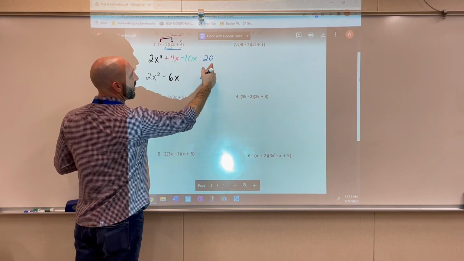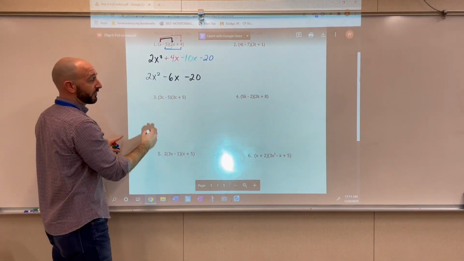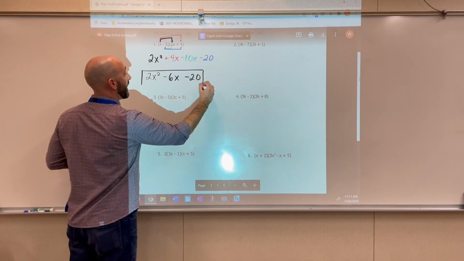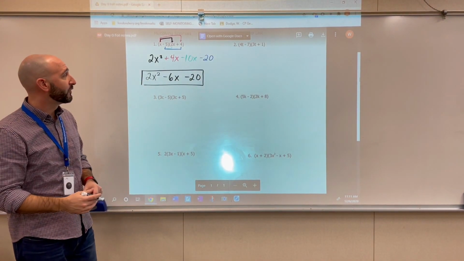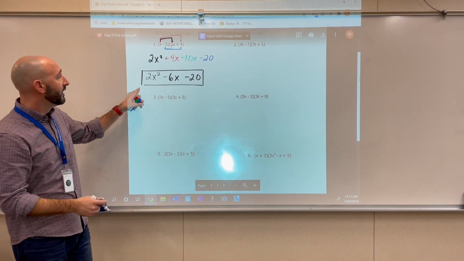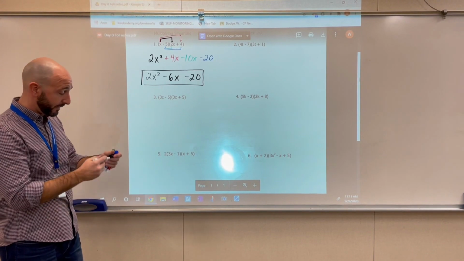And then we'll look at the constant terms. Negative 20 is the only constant term. So your final answer in this case, when we multiply x minus 5 times the quantity 2x plus 4 using the FOIL technique, is 2x squared minus 6x minus 20.